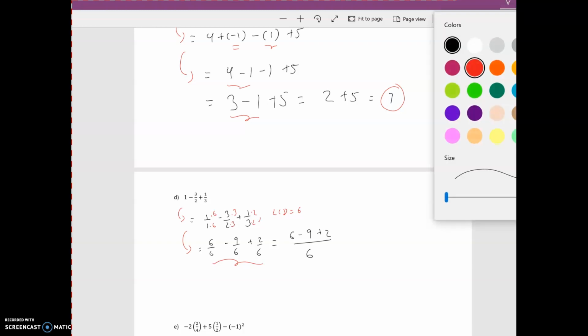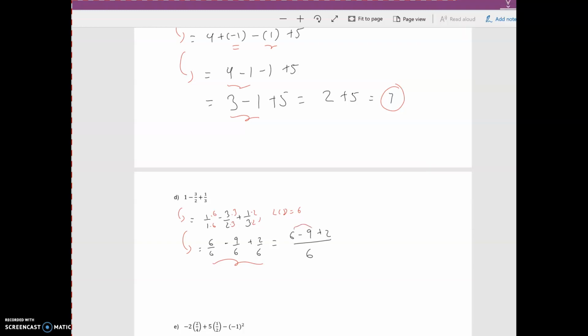And then within the fraction, I'm going to be combining these from left to right. So for the first one, we're just looking at 6 minus 9 is equal to -3 plus 2. Don't forget this is over 6. And this is equivalent as to -3 plus 2 is equal to -1 6s. That's going to be our final answer for the first one.